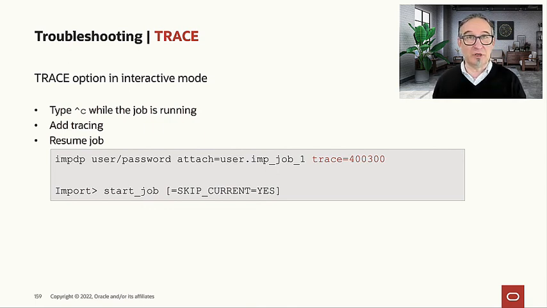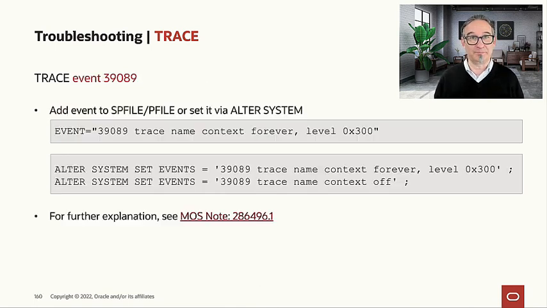And then you use a trace option. Here we use a different option. But as I said before, the 1FF is the most liked one by us because it has the most important information in it. If it's really hanging right now and not progressing, you can start your job and use the SKIP_CURRENT=YES option, because that will skip the current action and then go on to the next one. That could be useful in such situations as well.